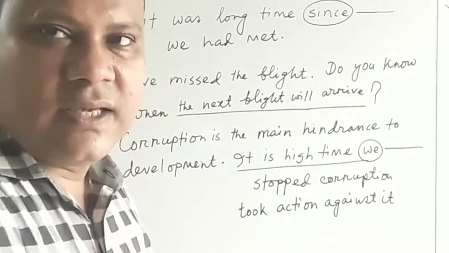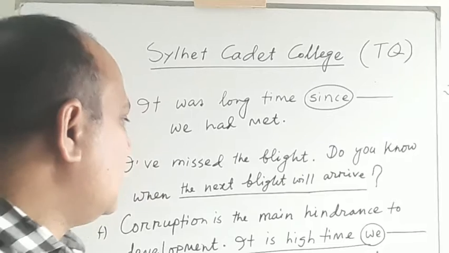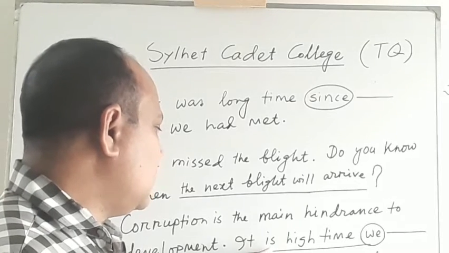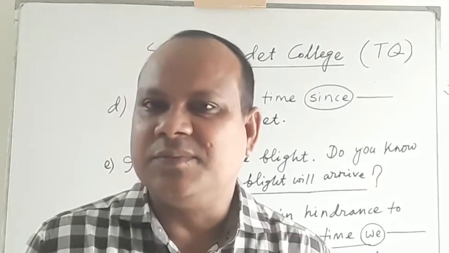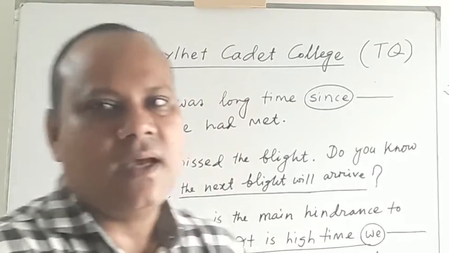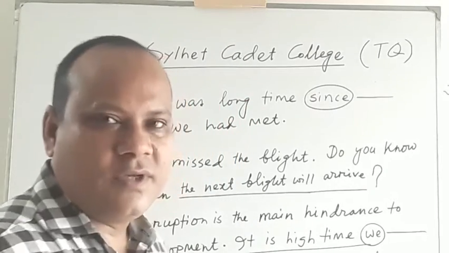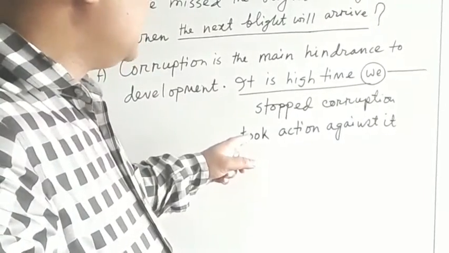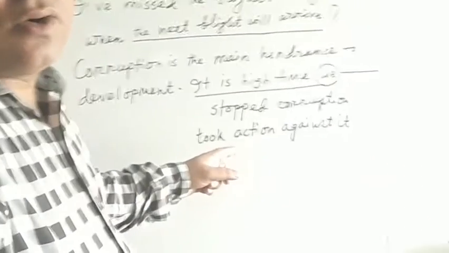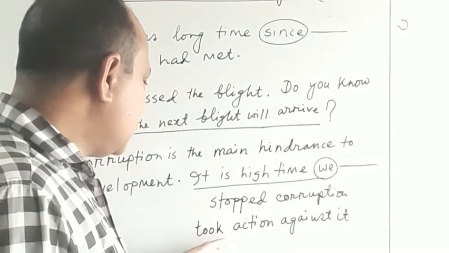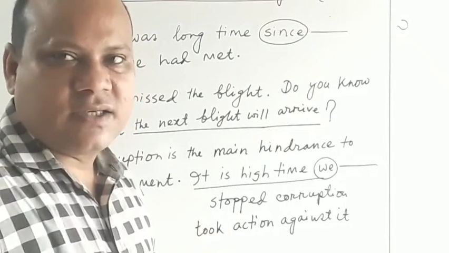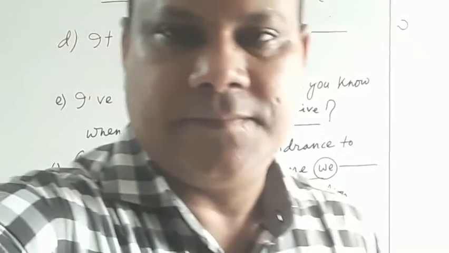The thing is that we have to remember, after it is high time, if we find any subject, that is nominative case, we have to use the past form of the verb. That is, it is high time we stopped corruption, or at the same time, it is high time we took action against it, my dear students.